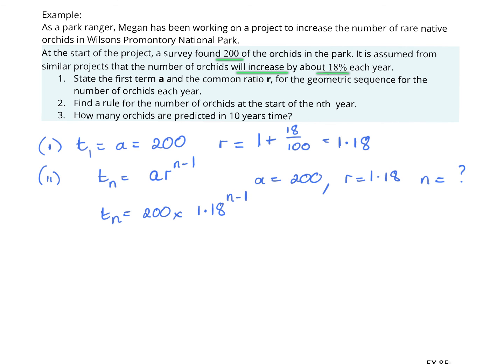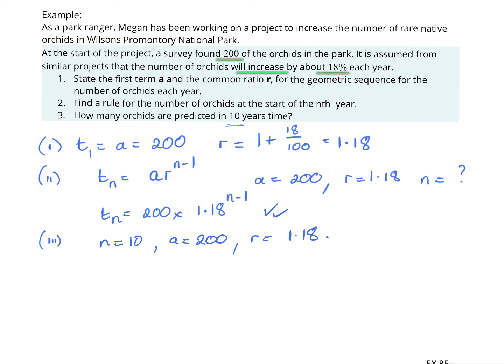So it really means now that if we knew what year we were talking about, we could just substitute it straight into that rule and come up with an answer. And part 3 is asking us that exactly. How many orchids are there in 10 years' time? So that means that that is our n value. So our n, we know here that n is equal to 10. Okay, we know that A is 200 and we know that R is 1.18. We've already got a rule up here.